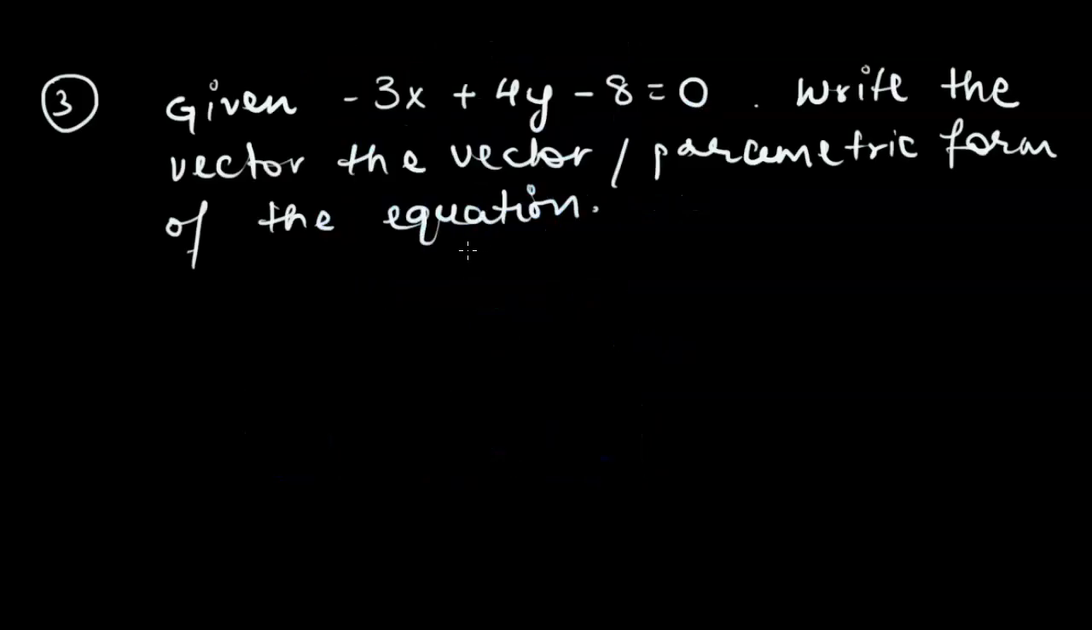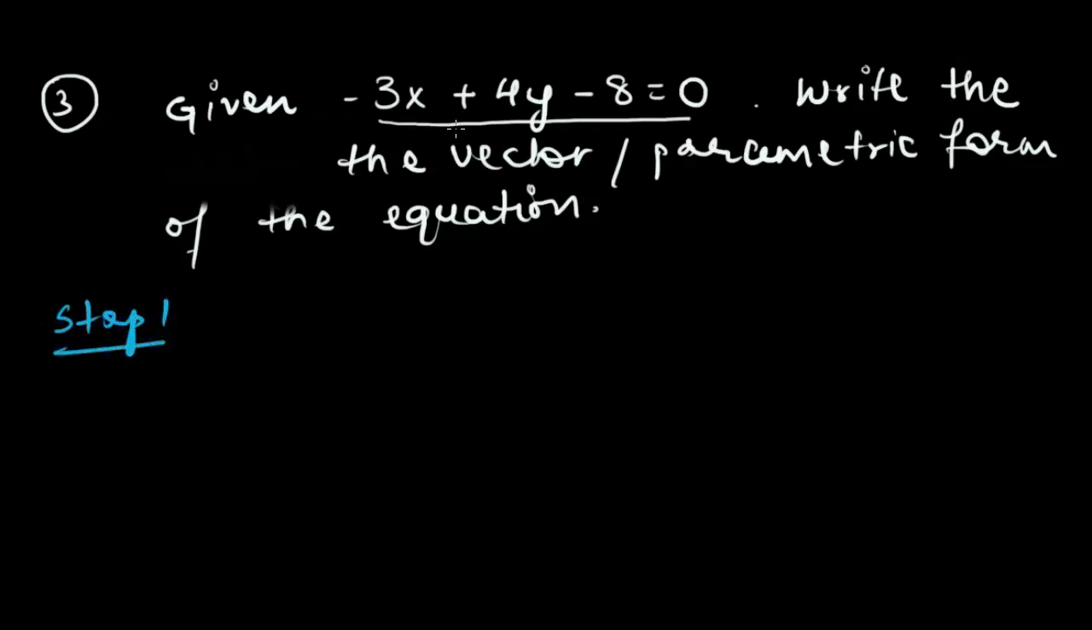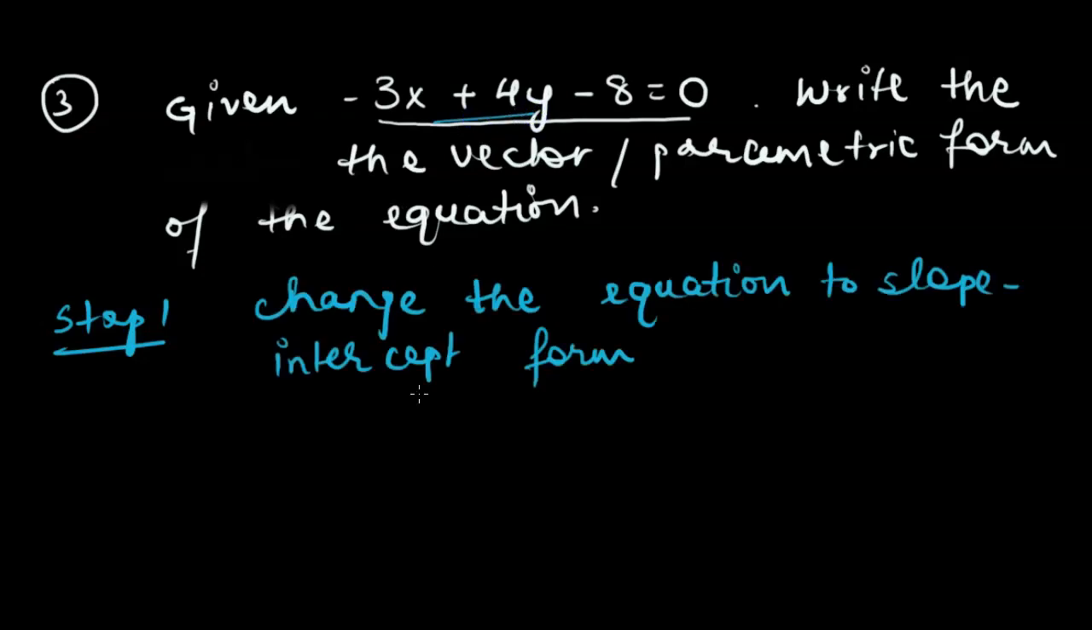The question can be asked the other way as well. We are given minus 3x plus 4y minus 8 equal to 0 as the Cartesian form of a line equation. We're supposed to write down the vector and parametric form of the equation. Now, in order to solve this type of question, the first step is to change this equation to slope-intercept form. And how do we do that? We just have to isolate y.